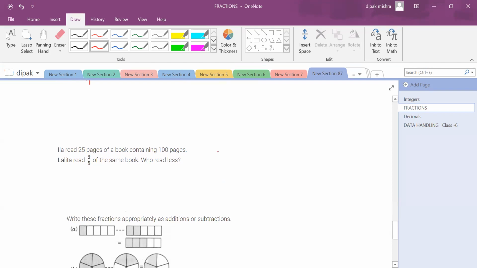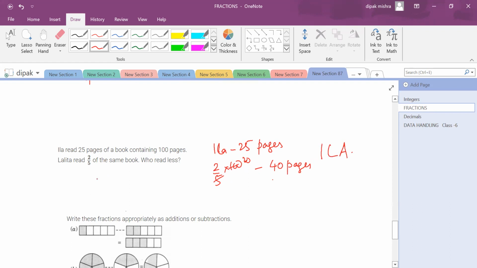Who read less? Ella read 25 pages. And Lalita read how much? 2/5. So what is 2/5 of 100? 100 divided by 5 is 20. So 20 times 2 is 40 pages. So Lalita read 40 pages. Ella read 25 pages, so Ella read less.